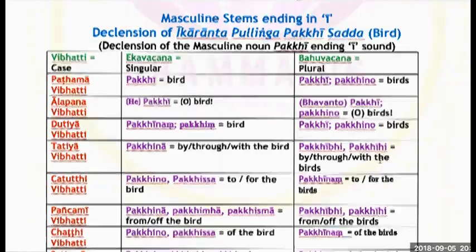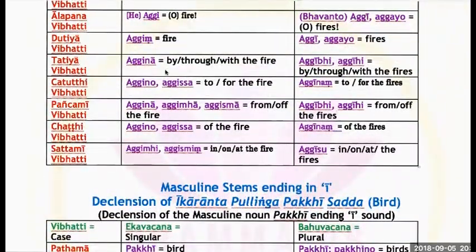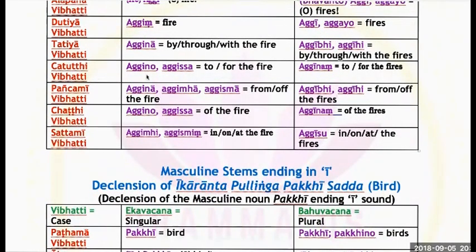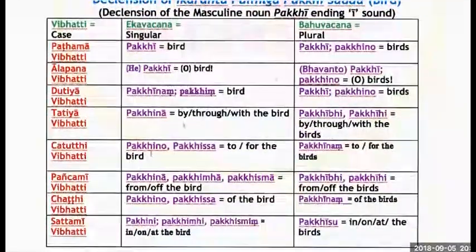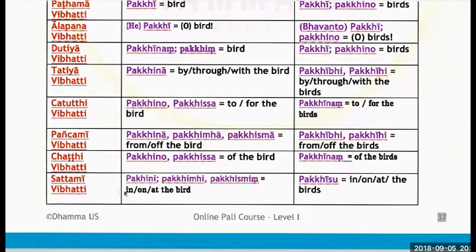Then pakkina, pakkibhi, pakkihi. We can compare with this; very similar: aggina, aggibhi, aggihi. Let's see this one: aggino, aggisa, aggina. Let us check with pakkisadda: pakkino, pakkisa, pakkina. Very similar, right? That is chatutthi. Then panchami: pakkina, pakkimha, pakkisma, pakkibhi, pakkihi.